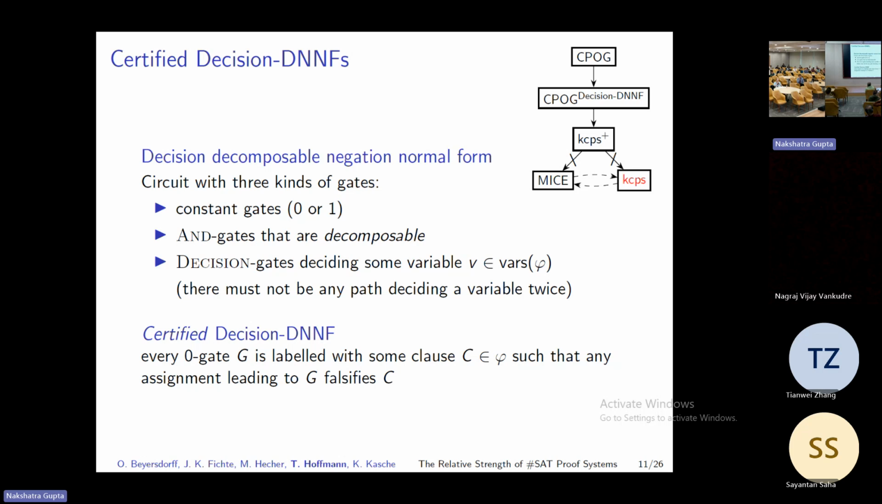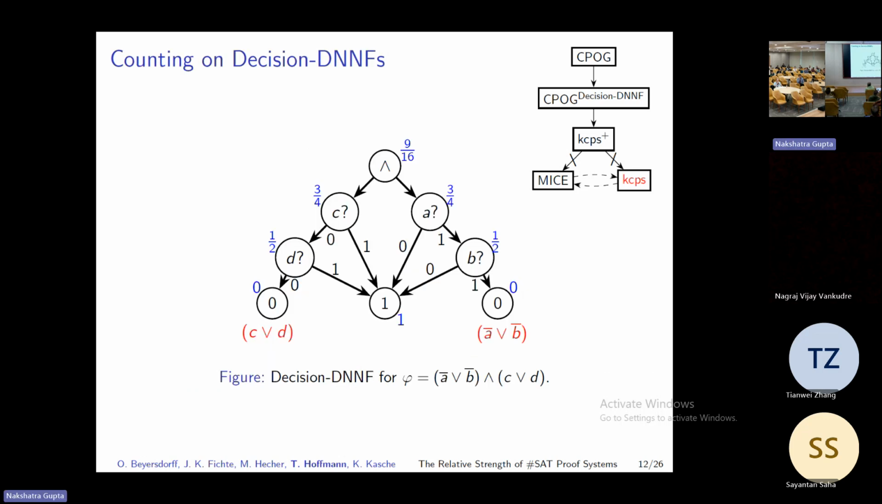and every path that leads to this 0 gate has to falsify this clause. If we have a look at a small example here, we consider a very basic formula with only 2 clauses. This is a decision DNNF that represents this formula, and we have these 2 0 gates. In order to be a certified decision DNNF, we have to find certificates for these 2 gates. Here it is really easy, because we only reach this 0 gate if we make C false and D false. Therefore we can label it with this clause, because only this one assignment leads here, and it falsifies this clause. And a similar thing here.